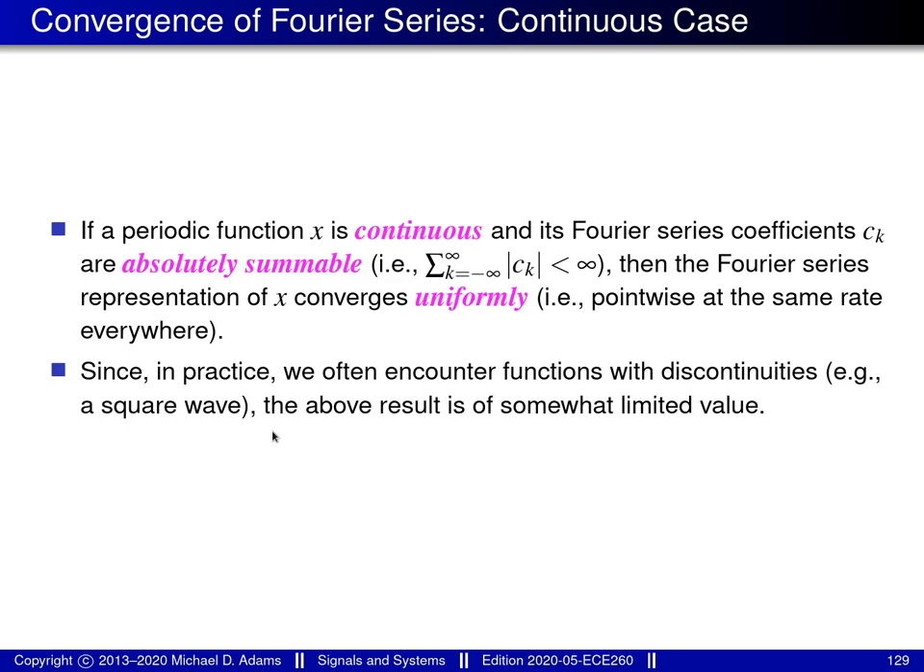Now in practice, we often encounter functions with discontinuities, for example, something like a periodic square wave. So for this reason, the above result is somewhat limited in value. In other words, the conditions that need to be satisfied for this result to be useful, for example, the function needs to be continuous, are sometimes not satisfied. So this result is sometimes useful, but sometimes not, because the conditions are not always satisfied for functions that are of practical interest.